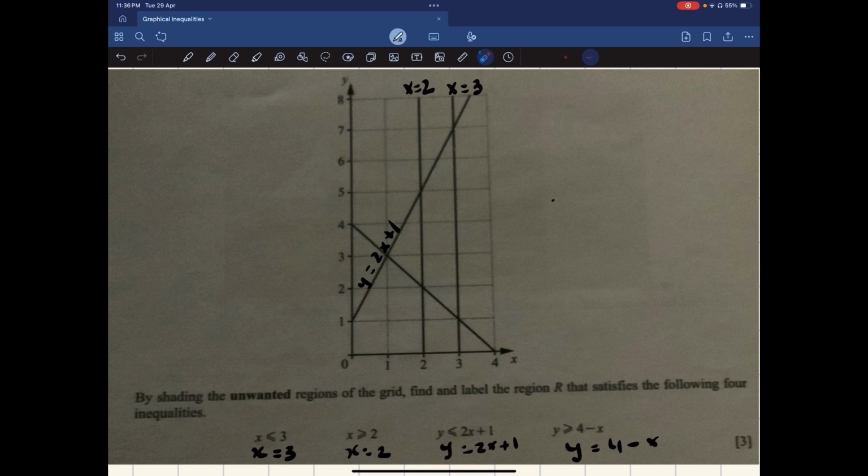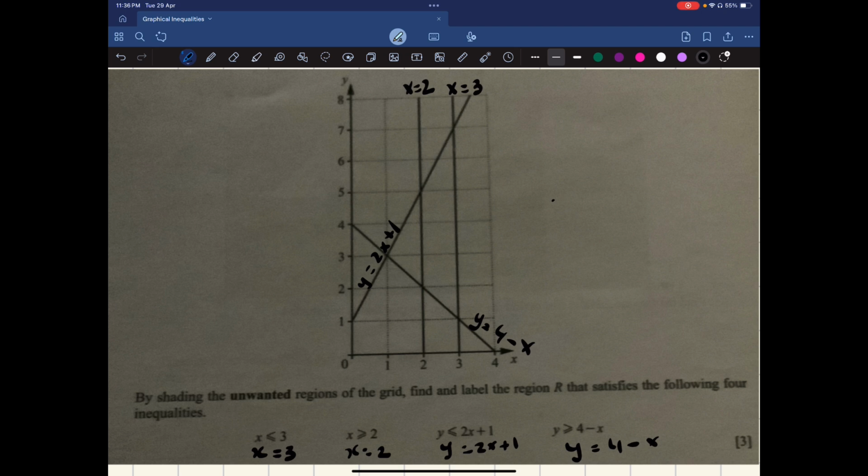But you can also figure this out by the fact that this has a negative gradient. The coefficient of x is negative, so we will have a downward sloping line, and also the intercept is 4, so this line is crossing the y-axis at 4. So now you have successfully labeled all the lines on the graph. That is always the first step towards solving the problem. Now let's place the inequalities.